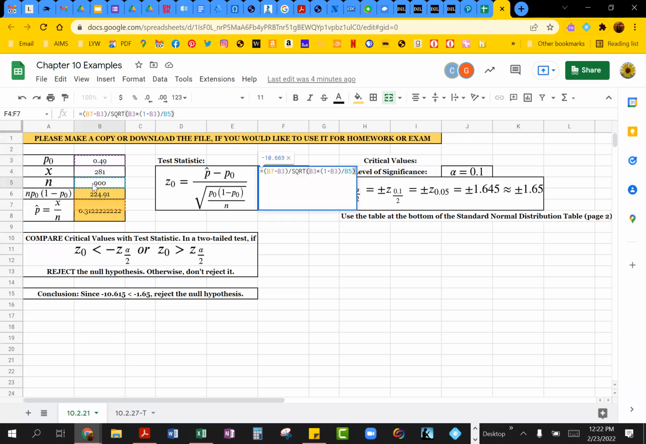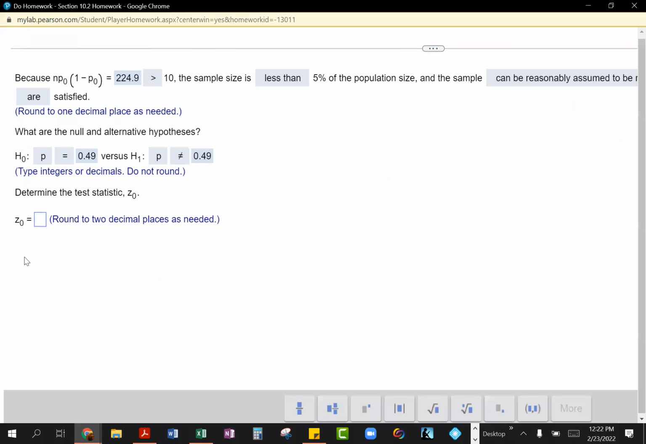So you can see I put the numerator p hat minus p0 in parentheses so that Excel or Google will know the subtraction has to happen first, and then you divide by the square root of that denominator over there. So you can see our test statistic is coming out to be negative 10.669, rounded to 2 decimal places, so negative 10.67.